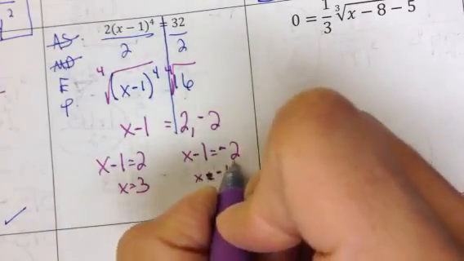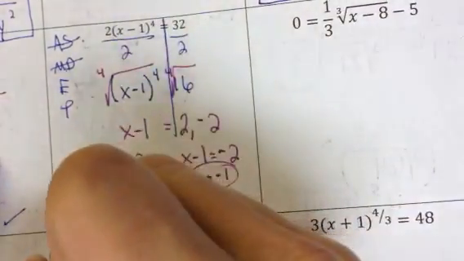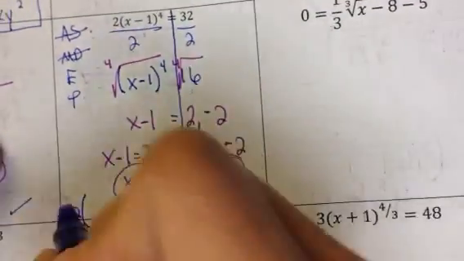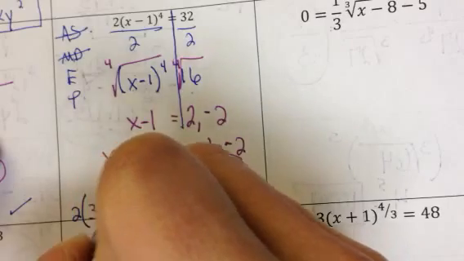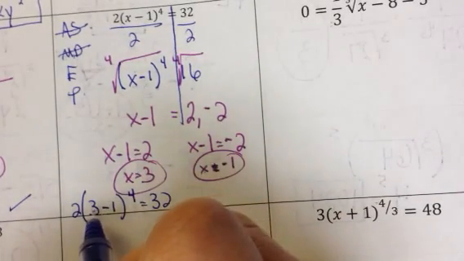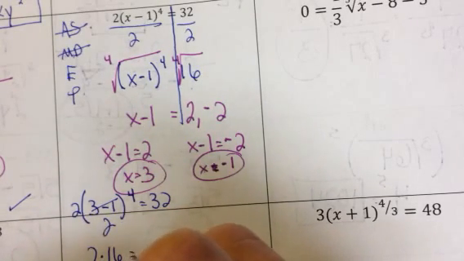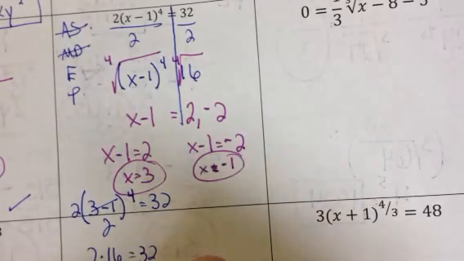Whoops. And then do these really work? Well, just put 3 in here. So I'm going to go into this box. And do I get 32? Order of operations, I get 2, and then 2 to the 4th power is 16, and 2 times 16 is 32. So yes, 3 works.